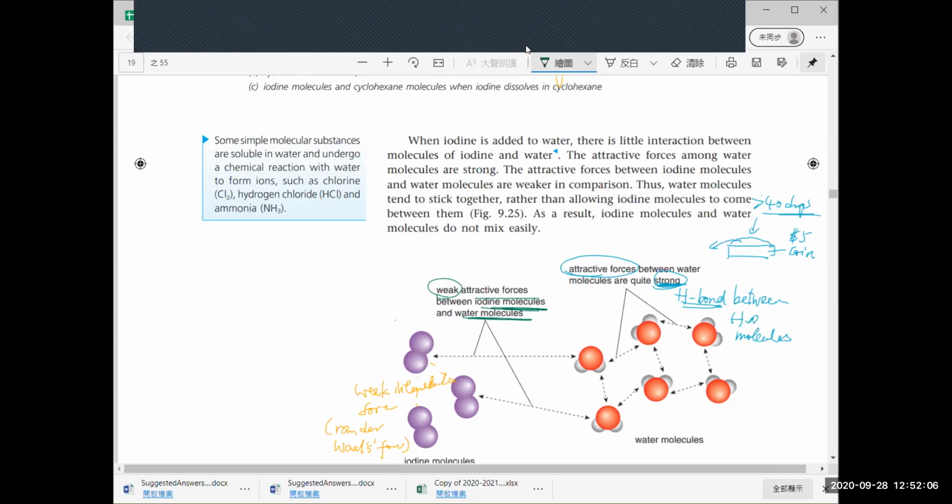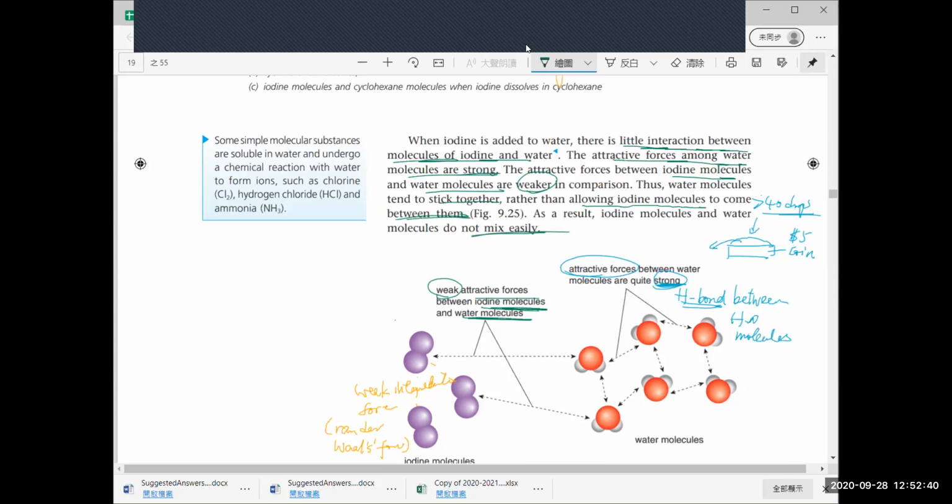So, we may need to write this down. There is little interaction between molecules of iodine and water, while the attraction force among water is strong, in terms of hydrogen bond. But the force between iodine molecules and water molecules is weaker. So water molecules tend to stick together rather than allowing iodine molecules to come between them. So they cannot mix well.